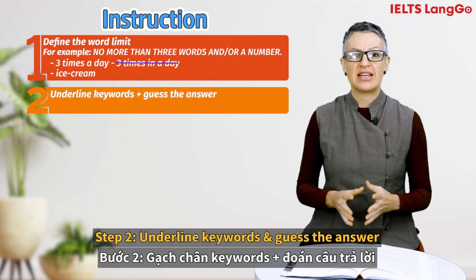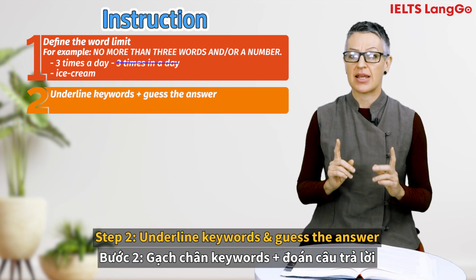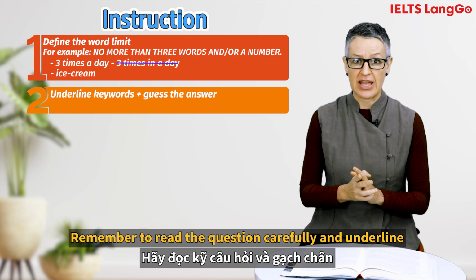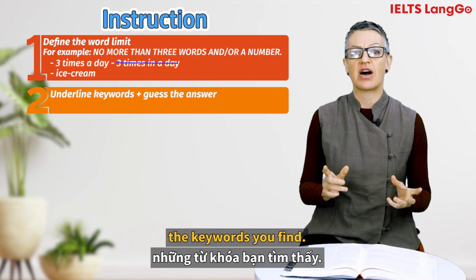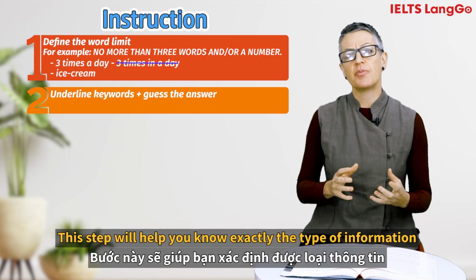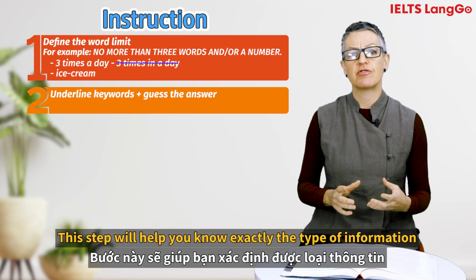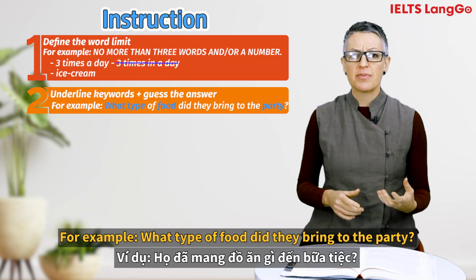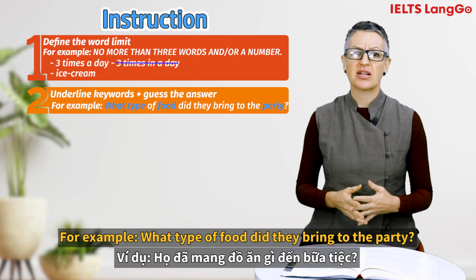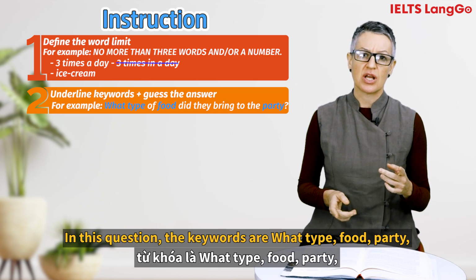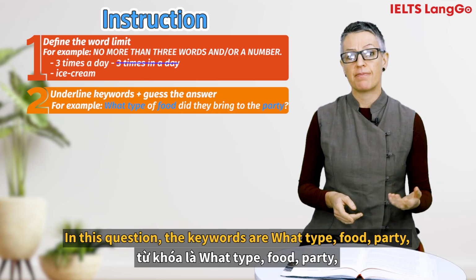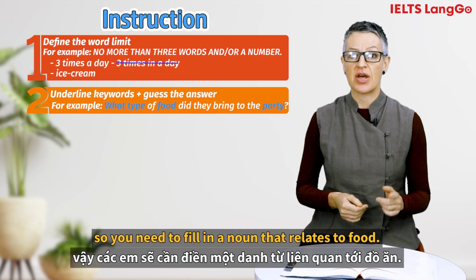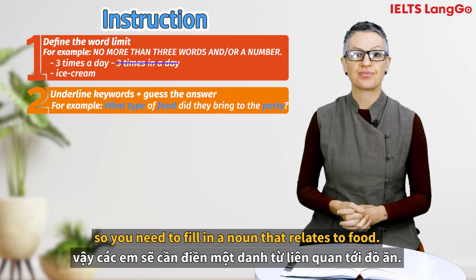Step 2 is to underline keywords and guess the answer. Remember to read the question carefully and underline the keywords you find. This step will help you know exactly the type of information you need to fill in. For example, what type of food did they bring to the party? In this question, the keywords are what type, food, party. So you need to fill in a noun that relates to food.